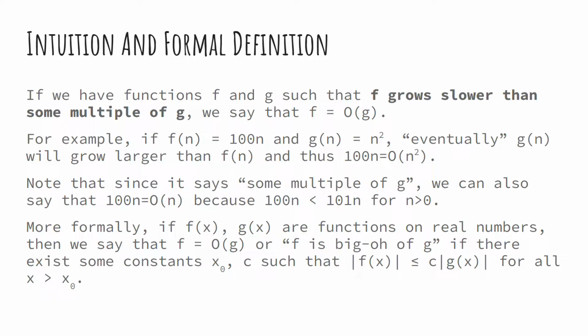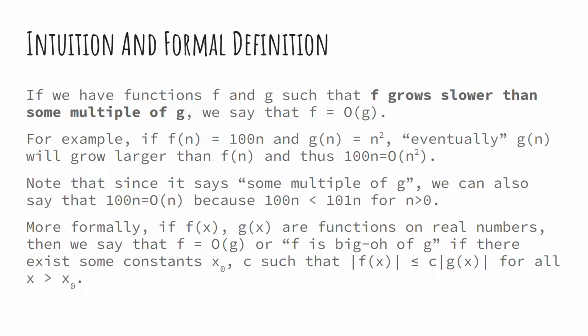So for example, if you have f of n is equal to 100n and g of n is equal to n squared, then eventually g of n will grow larger than f of n, and thus 100n is equal to big O of n squared. But note that since the definition says some multiple of g, we can also say that 100n is equal to big O of n, because 100n is less than 101n for positive values of n basically.